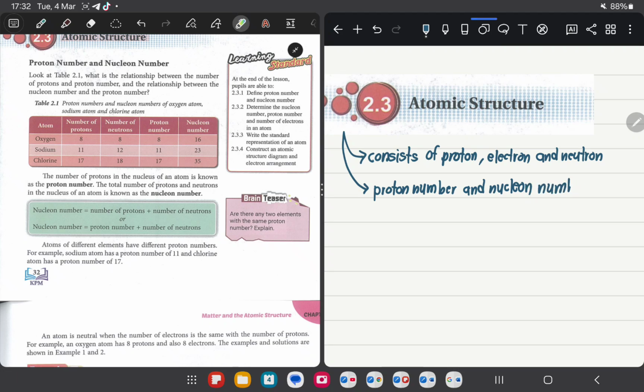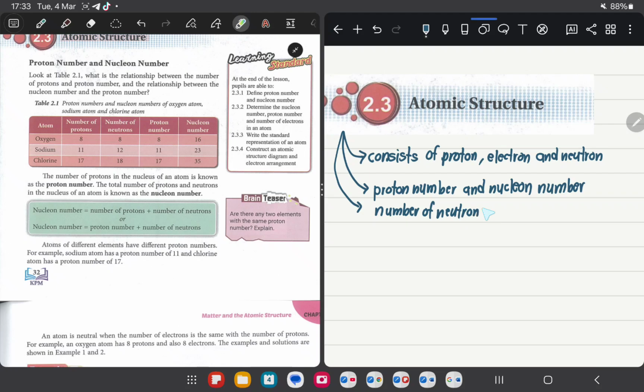For proton number and nucleon number, there are some formulas that you should know by the end of this lesson, which are necessary for you to do the drawing later on. Oh yeah, I forgot about neutrons. Number of neutrons.